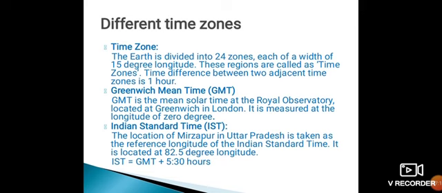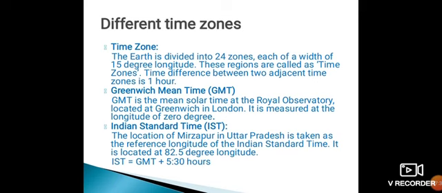Different time zones. Time zone. The earth is divided into 24 zones, each of the width of 15-degree longitude. These regions are called time zones. Time difference between two adjacent time zones is 1 hour.